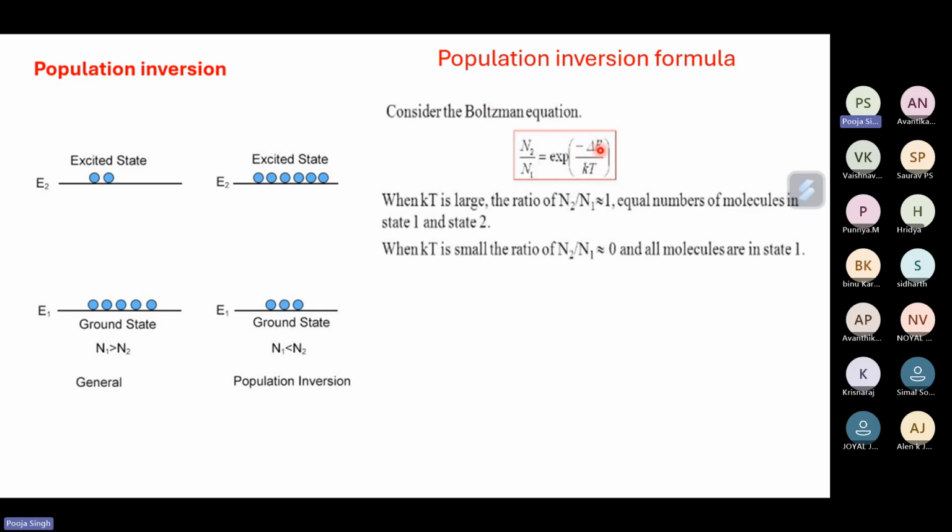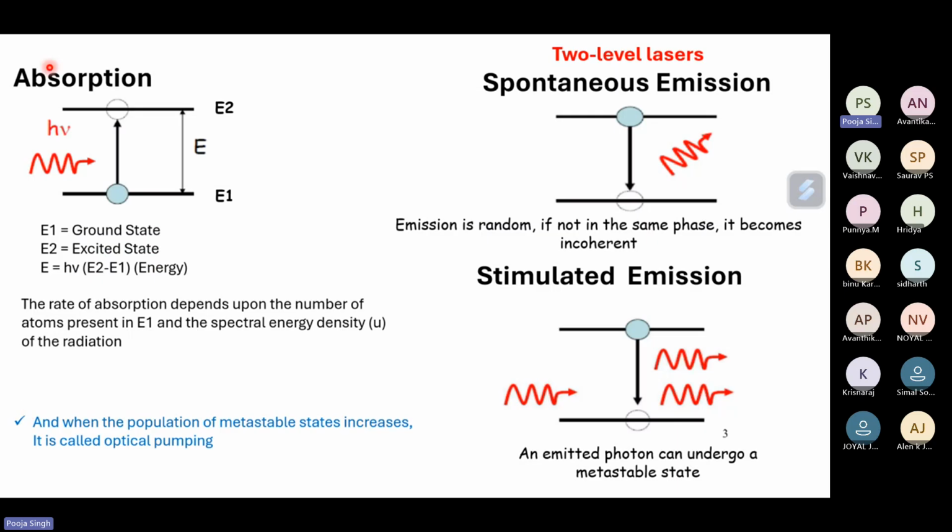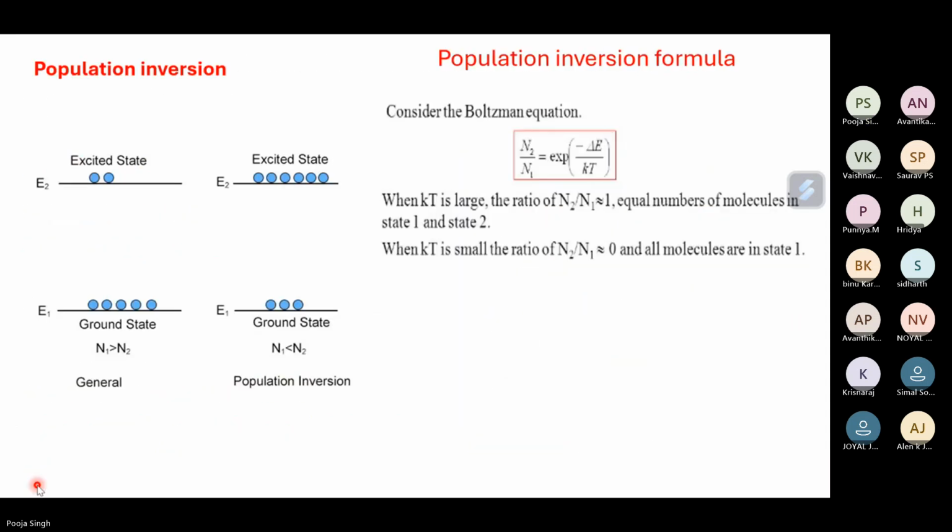So what is delta E? We have seen in the previous slide that delta E is basically E2 minus E1, the excited state subtracted from the ground state. k is the Boltzmann constant, T is the temperature, and basically kT we call the thermal energy.